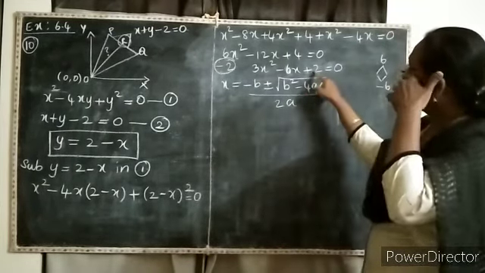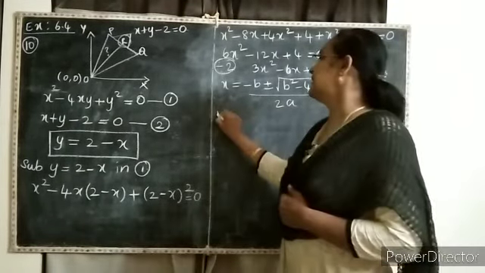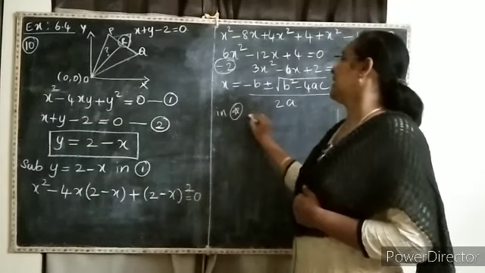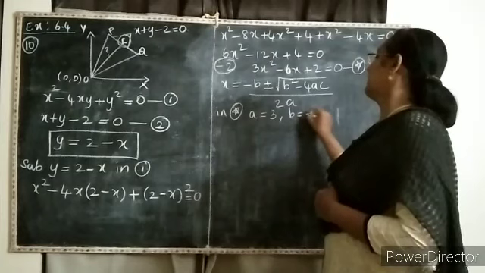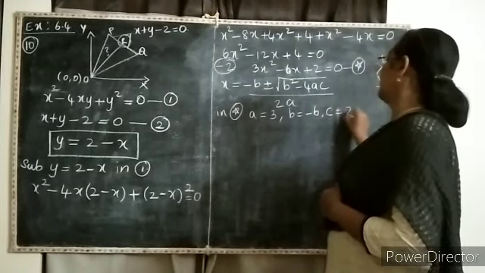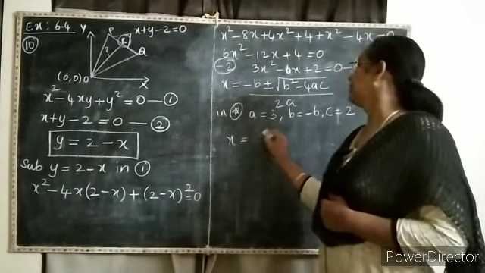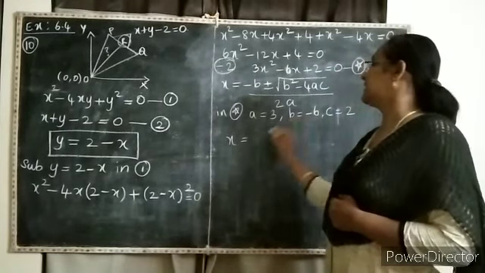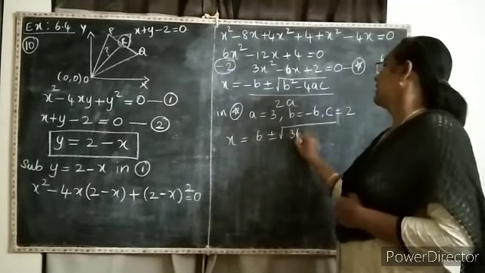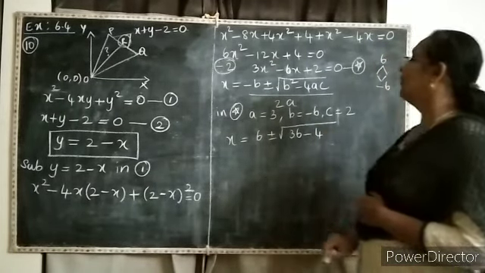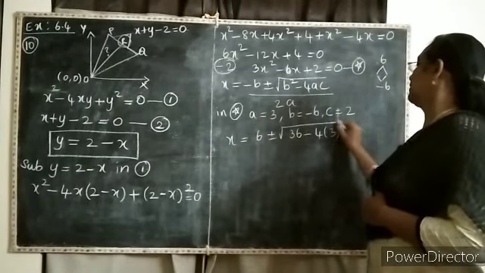Yes or no? Let me take this equation as the star equation. In the star equation, the values are a is equal to 3, b is equal to minus 6 and c is equal to 2. Now substitute the values. x is equal to minus b, minus of minus 6 becomes plus 6, plus or minus the square root of 36 minus 4 into a value 3 into c value 2.